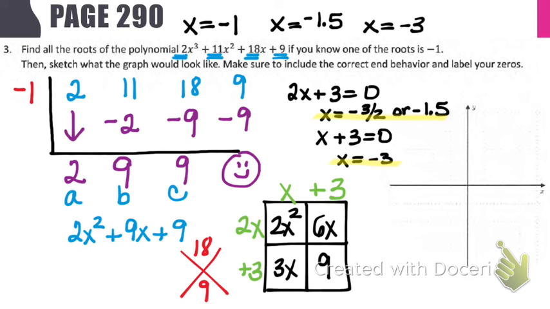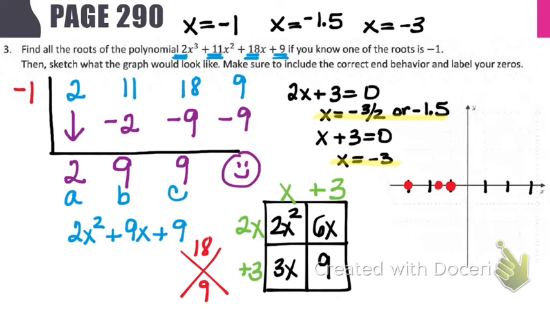So let's go ahead and put your points down. I'm going to mark up my little x-axis here. So I have a point at negative 1. Then I have a point between negative 1 and negative 2, because negative 1.5 is in between negative 1 and negative 2. So I'm going to put that right there. And then I also have one at negative 3.